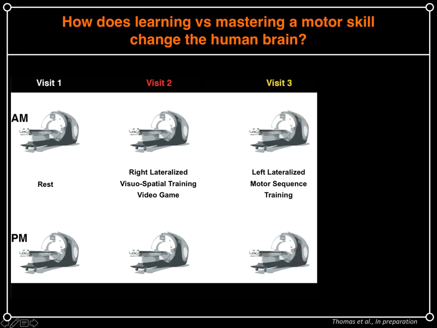One week later, we got the same subjects back. We scanned them for 2 hours. This time, we trained them on a left lateralized motor sequence task. So what we have here is a rest control as well as an active control. You can look at how motor sequence training is different from, let's say, visuospatial training and relative to a rest control. So there are 2 controls, an active control and a passive control.